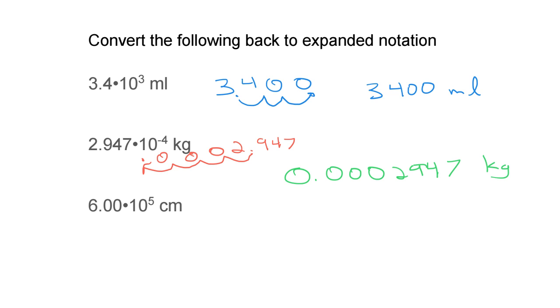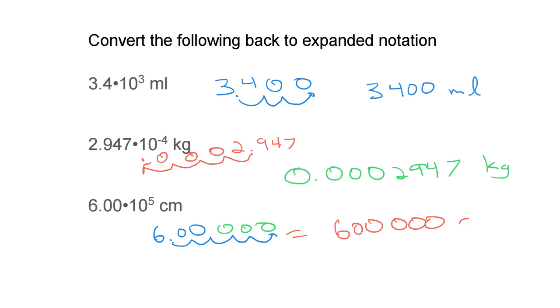One more, 6 times 10 to the 5th centimeters. So 6.00 times 10 to the 5th. So I should move this decimal point 5 times: 1, 2, 3, 4, 5. Jumping over zeros on my way. So I'll add those in, and I get 600,000 centimeters.